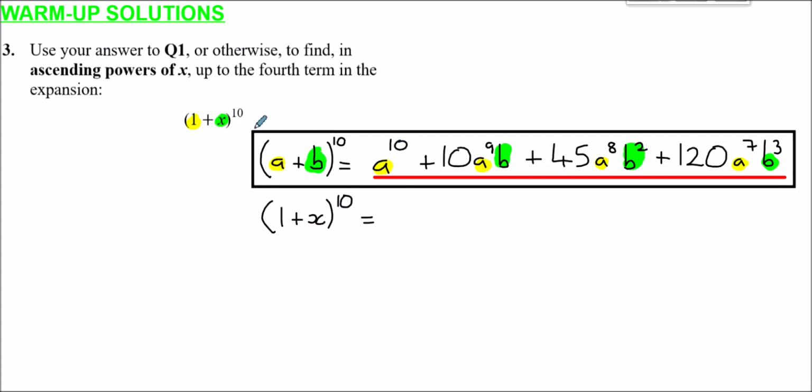which is now 1 to the power 10, which will just be 1. Then we'll have 10 lots of 1 to the power 9. 10 times 1 to the power 9 is going to be 10, and b is x. So it's going to be 10 multiplied by x. Then 45 multiplied by 1 to the power 8. So 45 times 1 to the power 8 is just going to be 45. And b squared means x squared. And similarly, the last term will just give us 120 x cubed.